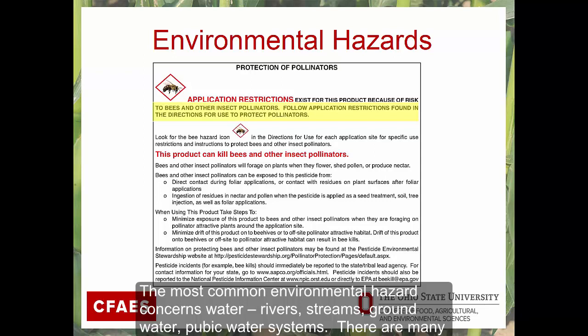Now, the particular example on this slide is a statement for the protection of pollinators. Note the language. Application restrictions exist for this product because of risk to bees and other insect pollinators. Follow application restrictions found in the directions used to protect pollinators. So what it's doing is warning you about the material's toxicity to pollinators and referring you to other sections of the label, the directions for use, for specific things that you must do.